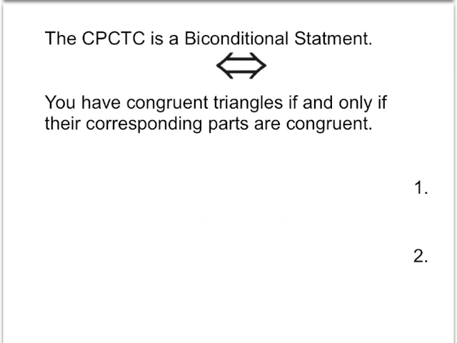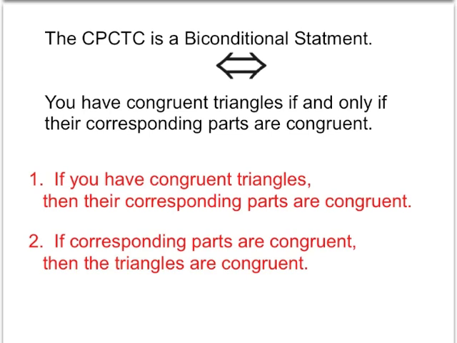So it just so happens that the CPCTC is a biconditional. So if we have congruent triangles, then corresponding parts are congruent. Likewise, if corresponding parts are congruent, then the triangles themselves are congruent. So that's going to be a helpful tool when we use this statement to prove triangles are congruent or prove certain parts of triangles are congruent. So the CPCTC, it's a helpful thing. Make sure it's in your notes.